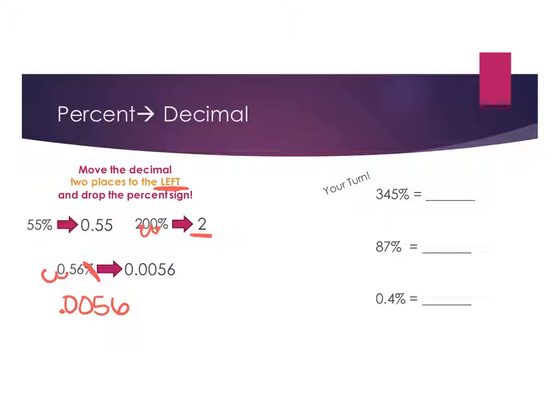Remember, move the decimal over 2 places to the left and then drop that percent sign. Okay, here are my answers. Let me explain how I got them. Hopefully you got the same answers as well. So the decimal here is after the 5. I move it over 1, 2 times, and I get 3.45, and I just drop my percent sign. Here the decimal is after the 7. I move it over 1, 2 spots. So I have 0.87, and I drop my percent sign again. Here I move the decimal over twice, and I have 0.004, and I drop my percent sign. And that would be my final answer there.